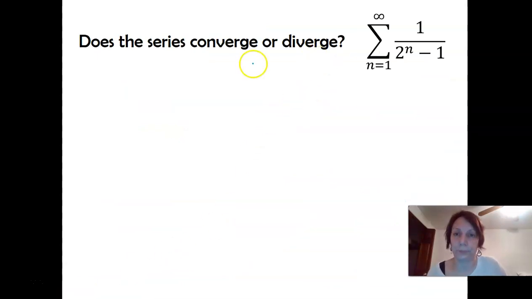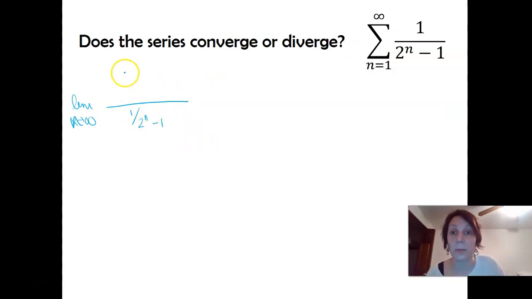Okay, so we want to know if it converges or diverges. We have a series: 1 over 2 to the n minus 1. So again, it's a series just in terms of n. So we'll start out with the limit as n approaches infinity. I'm going to do my x to the n term down here, and up top, my x to the n plus 1th term. So 1 over 2 to the n plus 1 minus 1.